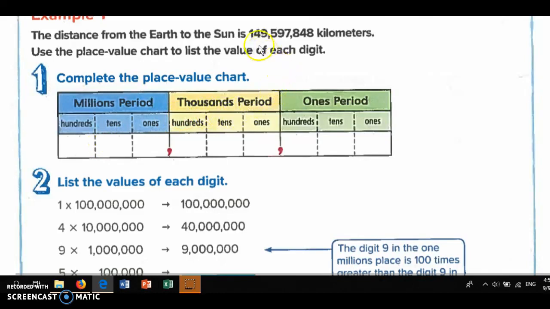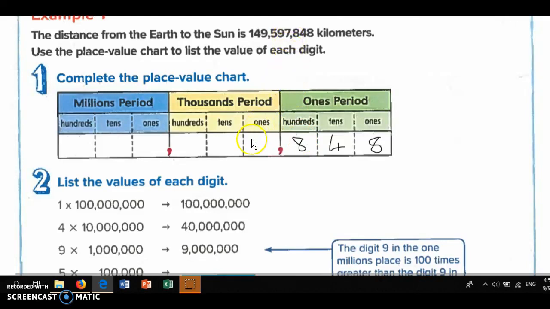Where do we start? Do we start at the 5 or do we start on the right side at the 8? We always start on the right side. So let's start on the right side. The 8 we put under the 1s. That is 40, so there are 4 tens. That is 8 hundreds.